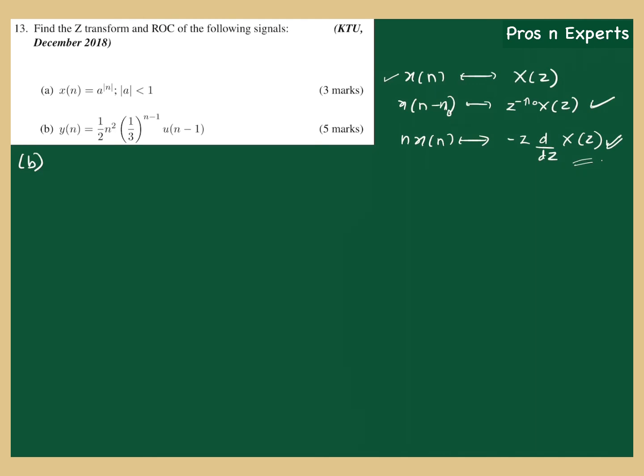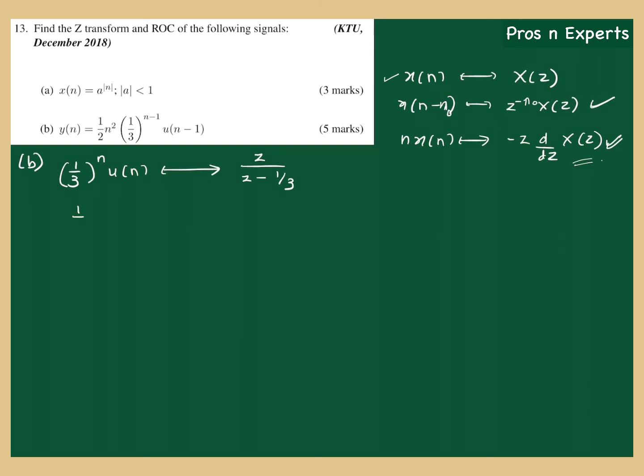Okay, so y of n is given as half n square 1 by 3 raised to n minus 1 u of n minus 1. We don't know the Z transform of any factors in that expression, but let us think about what we know very closely. If at all it was 1 by 3 raised to n u of n, its Z transform is familiar to us. Its Z transform is z by z minus 1 by 3. That is quite obvious, a common result. Okay, now we are slowly transforming this known result into the question result.